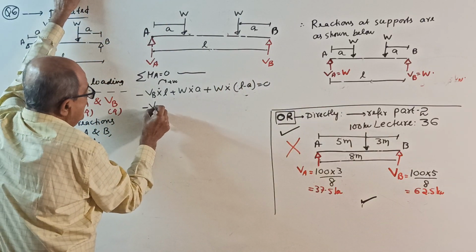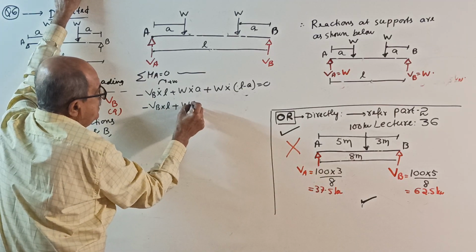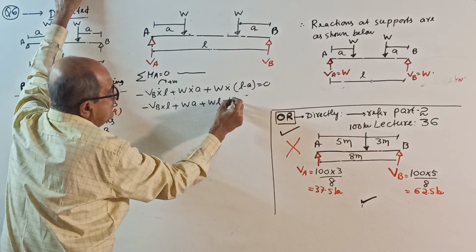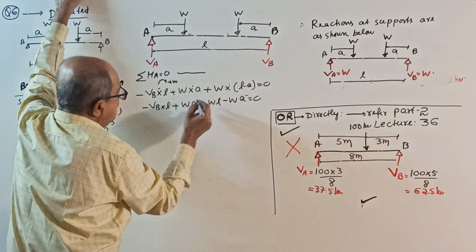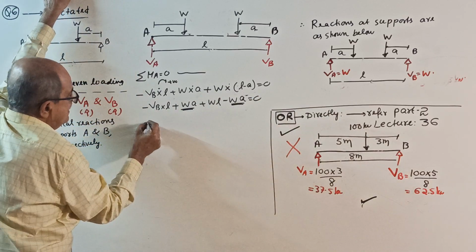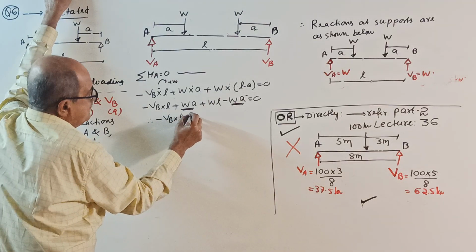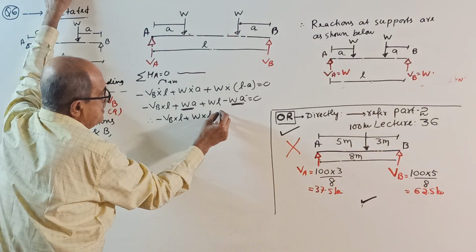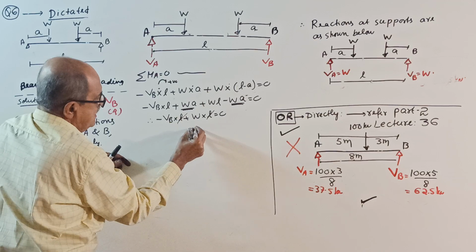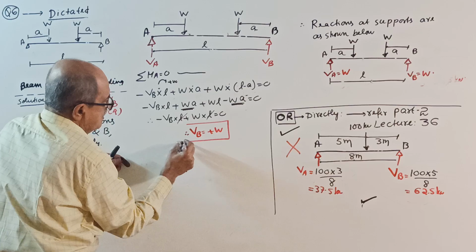Therefore, minus VB into L plus WA plus WL minus WA equal to 0. Plus WA here, minus WA here cancels. Therefore, you get minus VB into L plus W into L equal to 0. L and L will cancel. Therefore, you will get VB equal to plus W. It will come plus W.